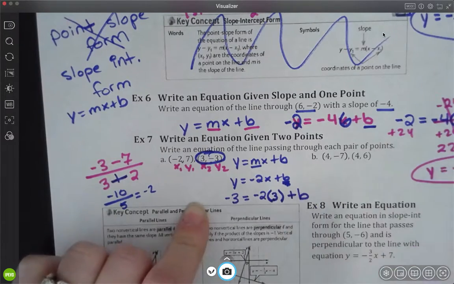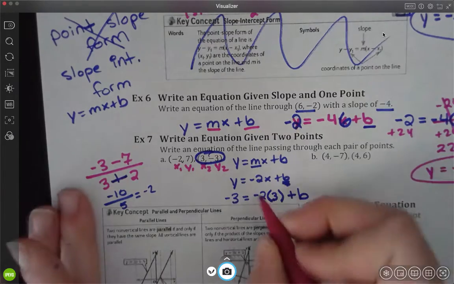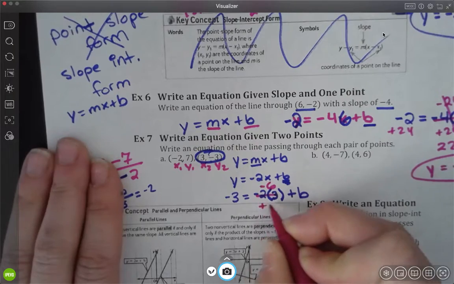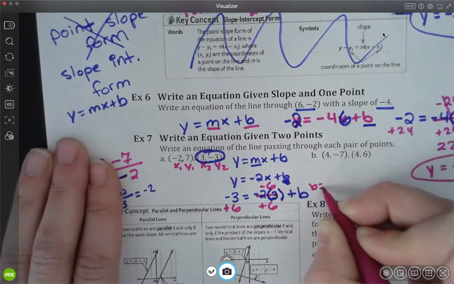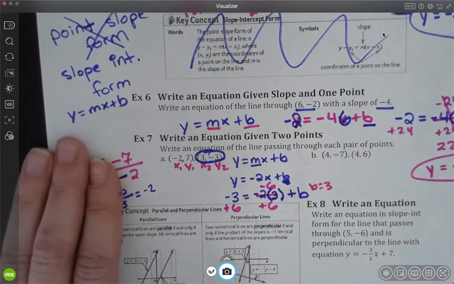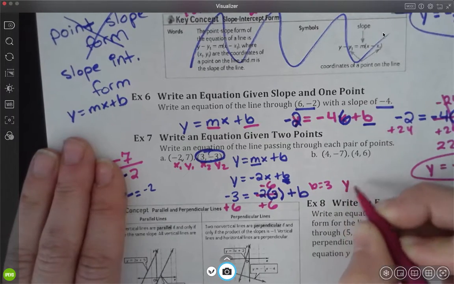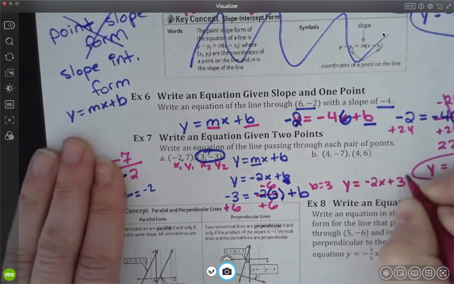3 plus b. Okay, we're solving for b now. So then what? What's negative 2 times 3? Do that first. Negative 6, okay? But then we add 6 over. What's negative 3 plus 6? b equals 3. Am I done? No, you have to plug it in. So my equation is y equals negative 2x plus 3. There we go.